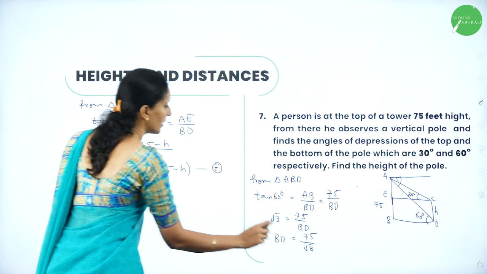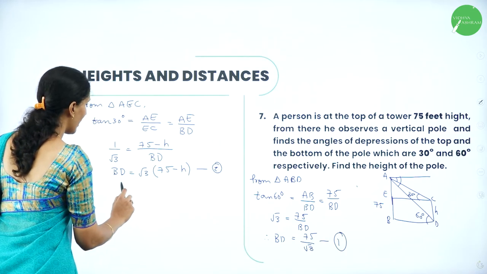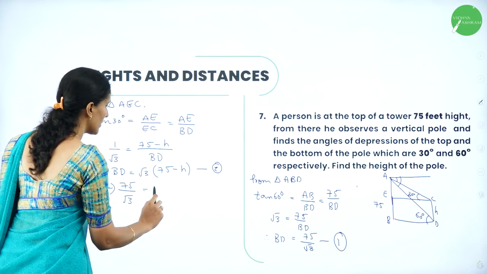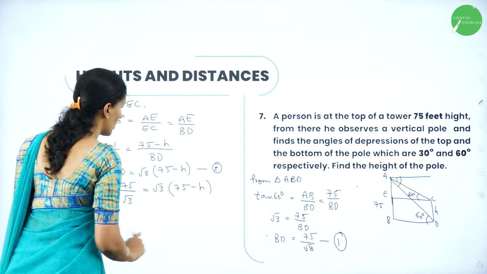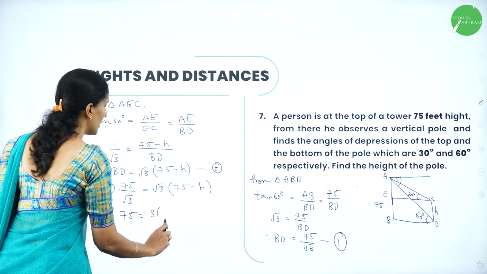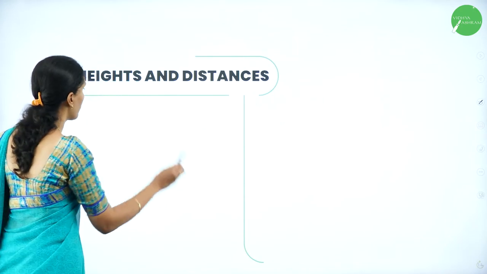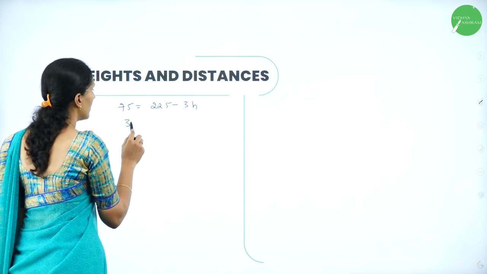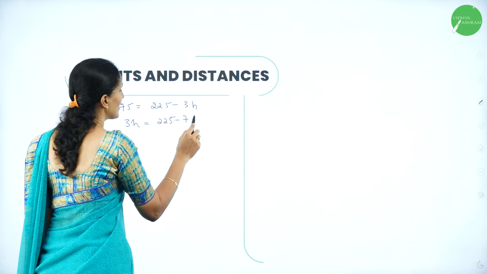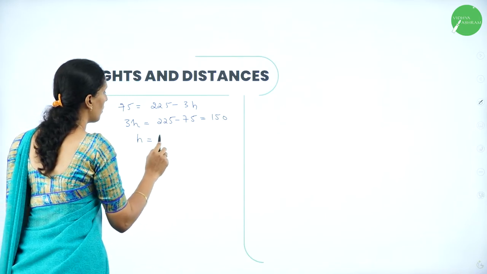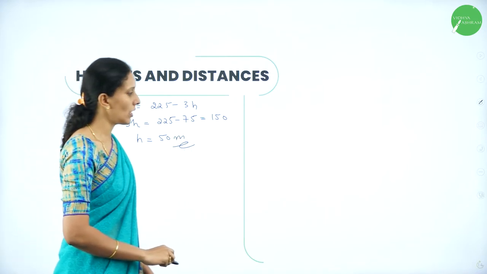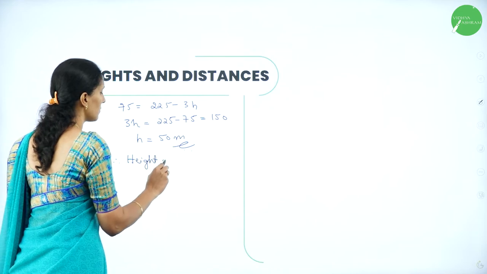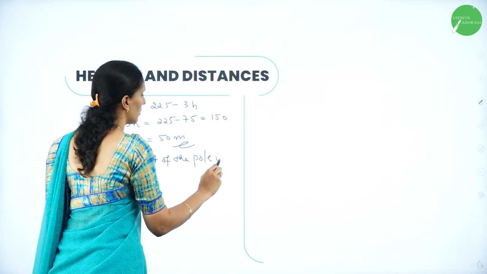Take this as equation 2 and this as equation 1. From 1 and 2, I can write 75 by root 3 is equal to root 3 into 75 minus H. Multiply root 3 here, we get 75 is equal to 3 into 75 minus H. Let's solve it now. 75 is equal to 225 minus 3H. So I'll get 3H is equal to 225 minus 75, which is equal to 150, or H is equal to 50 meter. What is this H actually? H is the height of the pole. So therefore, the height of the pole is 50 meter.